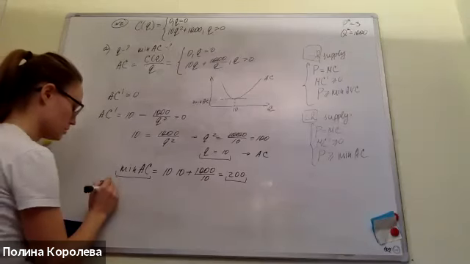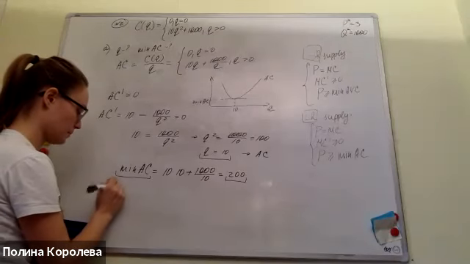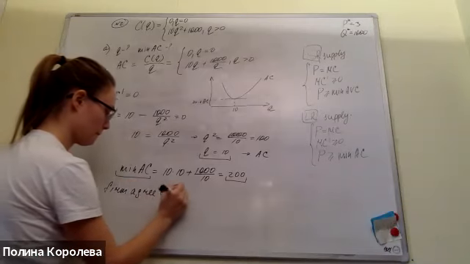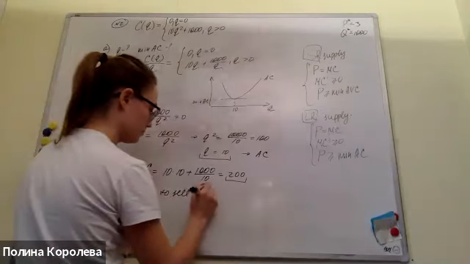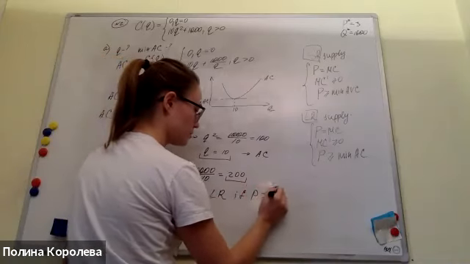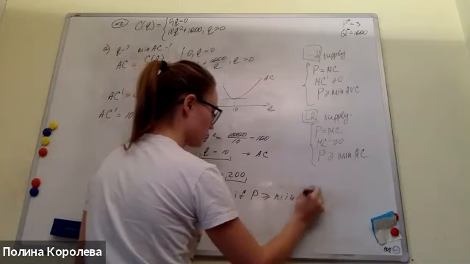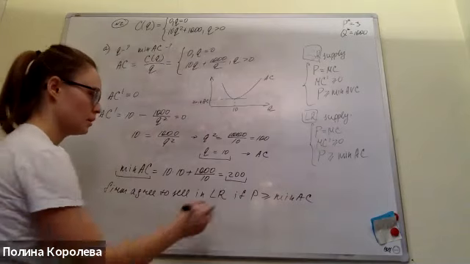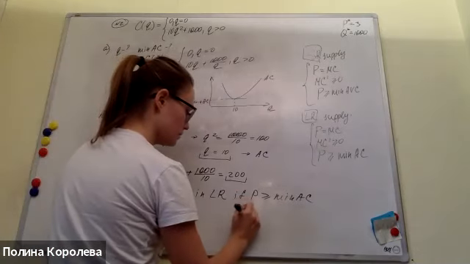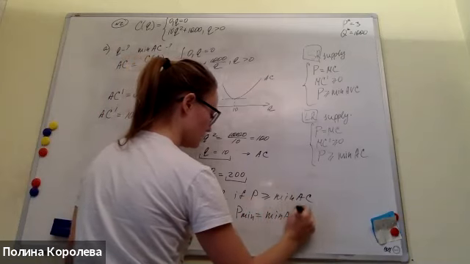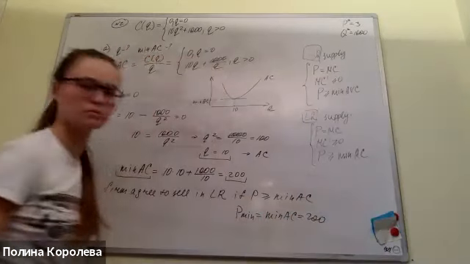Okay, let's write this down. Firm agreed to sell in the long run if price is greater or equal to the minimum of average cost. Not to shut down, but to sell something. So the minimal price will be equal to the minimum of average cost, and it is equal to 200.